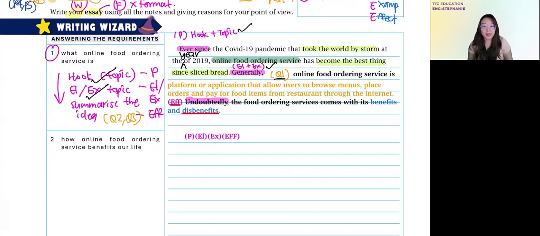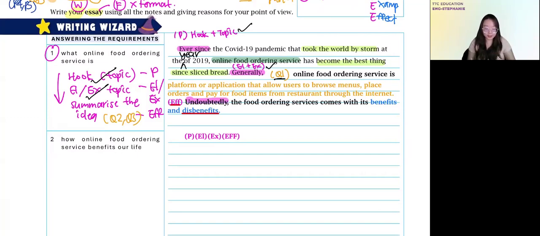Okay, so let's start off with our point. So for your introduction, the point is the hook, the point is your topic related sentence. But for your upcoming content portion, your point is always your questions. So what is the question? The Q2 is how online food ordering service benefits our life. You can repeat it by using slightly different words. If possible, try not to write exactly the same so that you can demonstrate the vocabulary that you have. Otherwise, all right, you can copy if you really cannot.